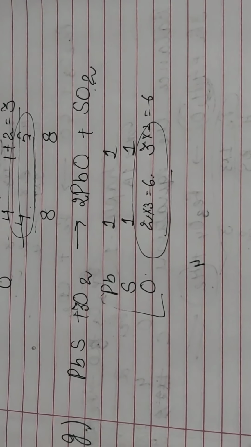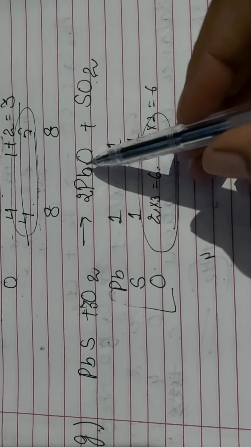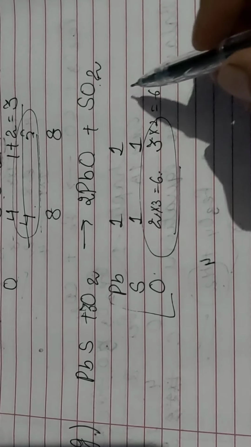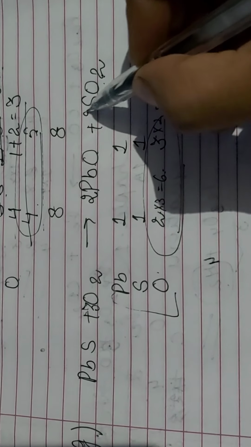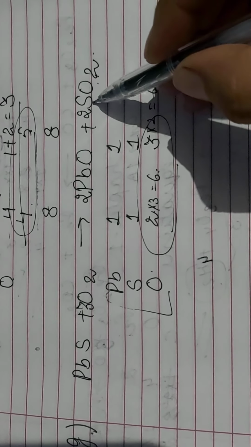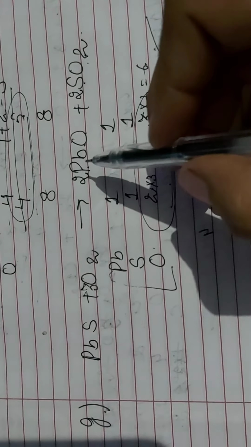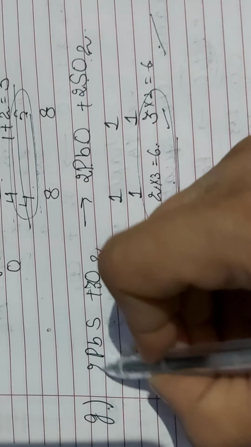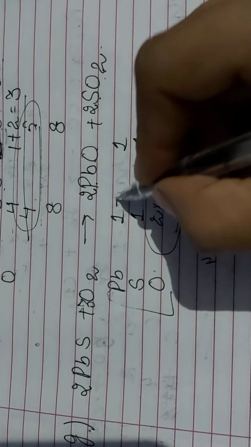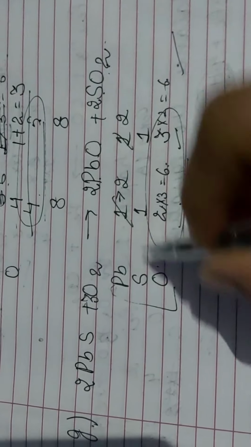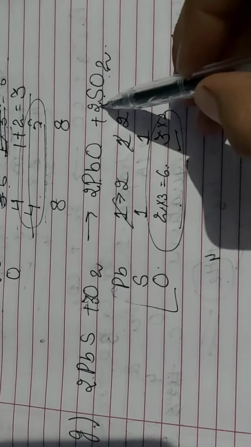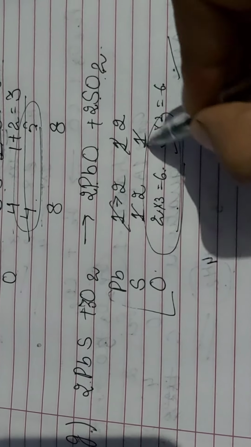Now oxygen is 2 plus 2 4. We have to change it into 6. So here also we will multiply it by 2. 2 2s are 4. 4 plus 2, 6. Oxygen is 6 6 both sides. Now lead on this side 2, this side 1. So we will multiply it by 2 also. Lead is now 2 2, and sulfur this side 2, this side already 2. So sulfur also has been changed into 2 and 2. Now reaction is balanced.